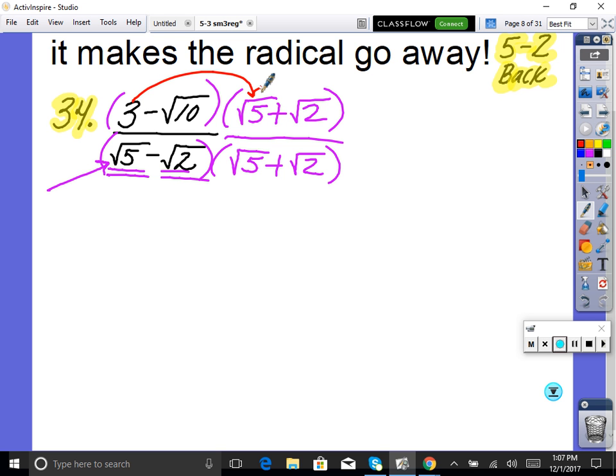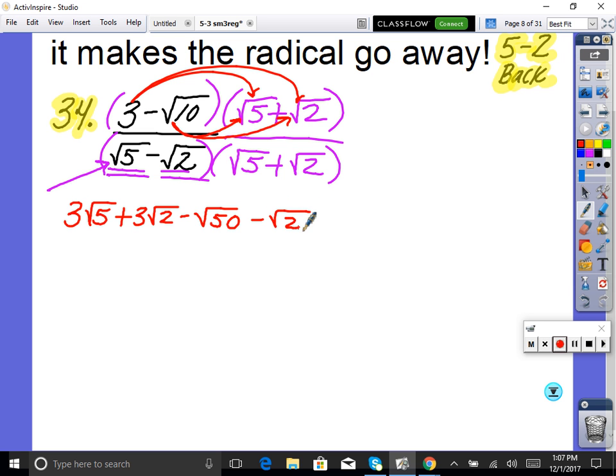Here we go. 3 times root 5. Okay, and then that times that. Positive 3 root 2. Now right there, that times that is negative root 50. Am I right? That times that is negative square root of 20. Now we need to simplify our radicals.